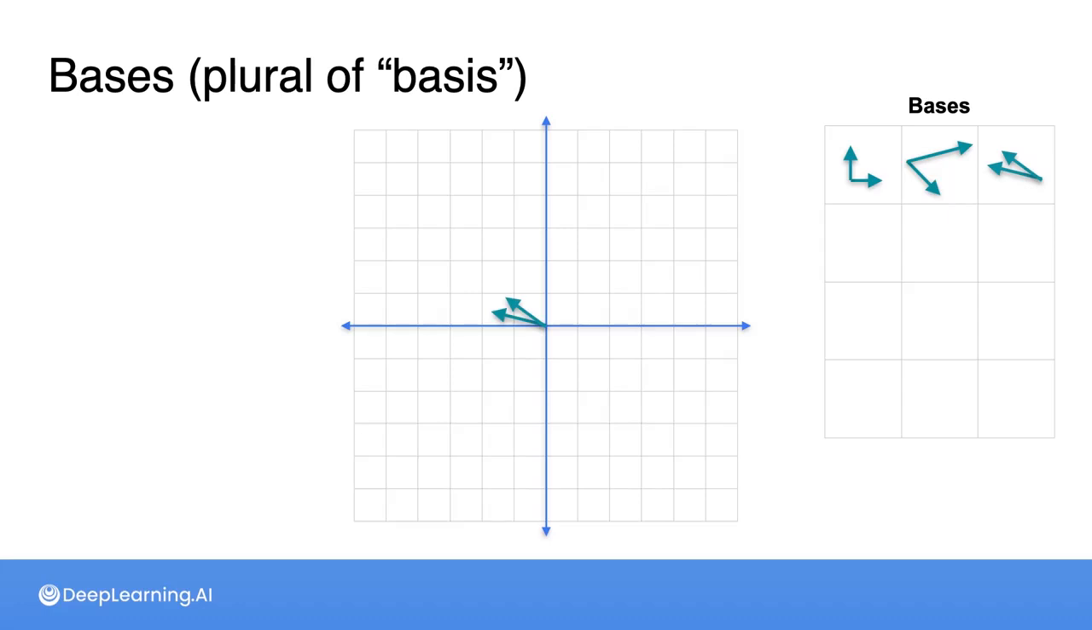Do these two vectors form a basis? Yes, they do. I can walk like this and then like this to get to the point. So as a matter of fact, pretty much any two vectors form a basis. Now it's almost hard to think of what's not a basis.